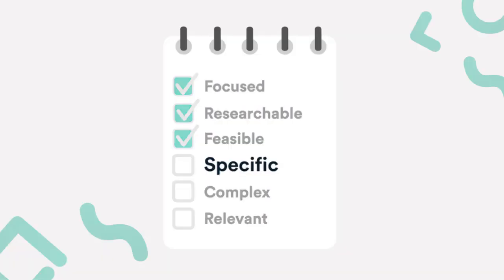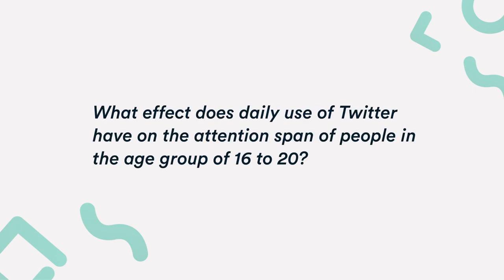Be specific. All the terms you use in the research question should have clear meanings. Notice how I don't use often, but daily? And instead of using adolescents, I use a specific age group.